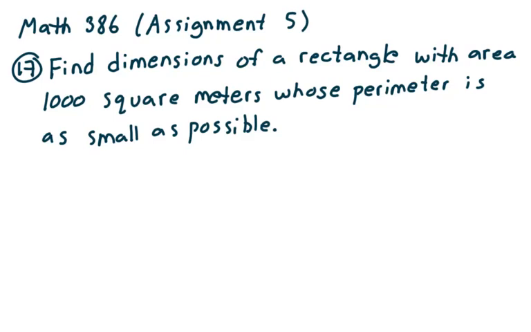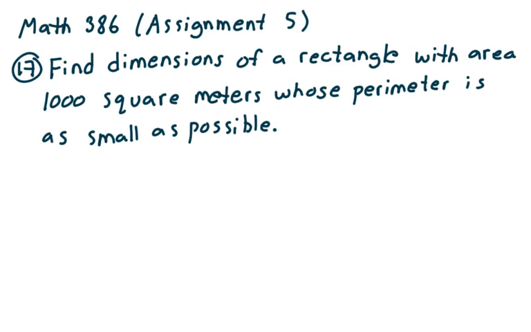This is a video from Math 386. It's on assignment 5. Let's take a look at problem 17. It says, find the dimensions of a rectangle with area 1,000 square meters whose perimeter is as small as possible.